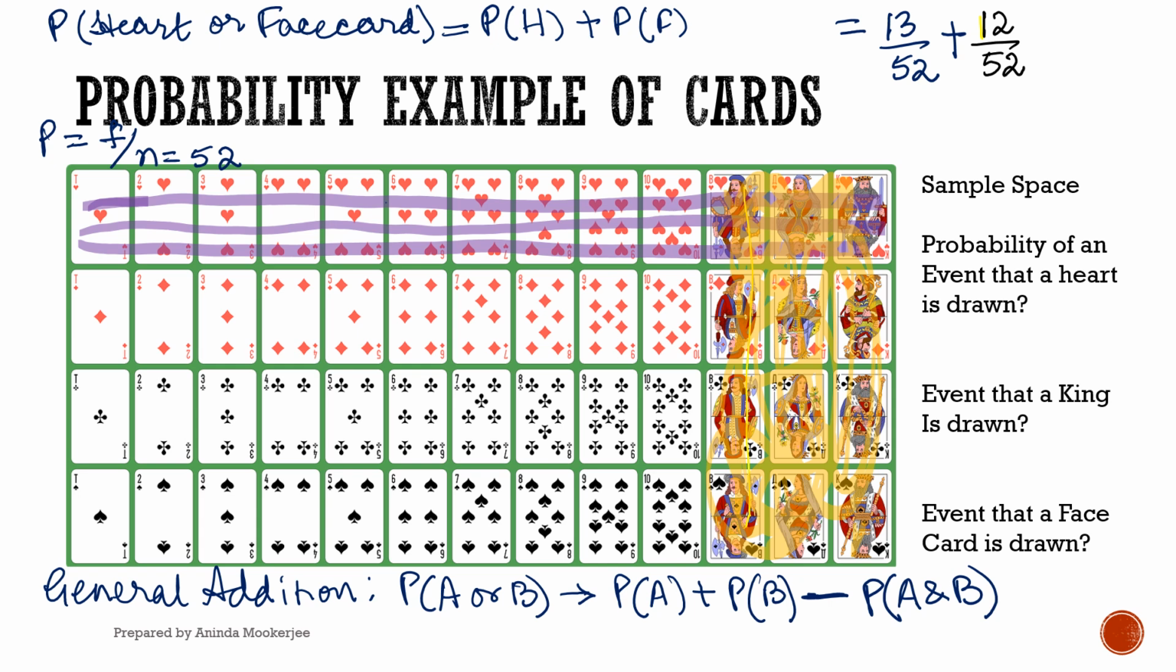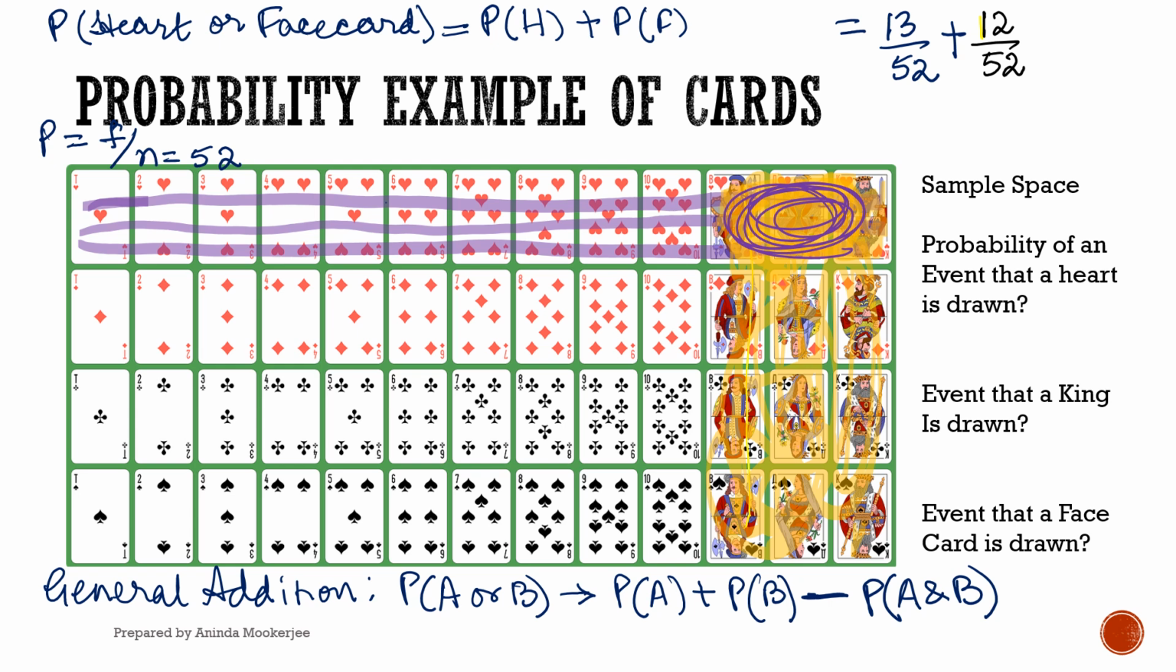That means, can there be a situation where hearts and face cards can occur together? And here we see there are 3 cards where the purple and the yellow intersect, right? The purple and the yellow are intersecting over here. So these 3 cards are hearts as well as face cards. So we have to subtract this common part. We have to subtract these 3 cards out of the 52.